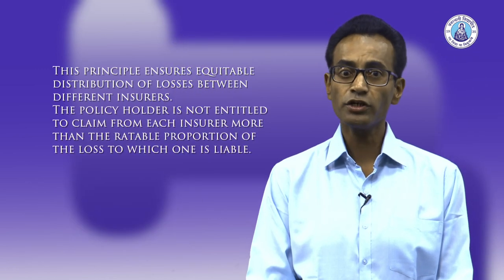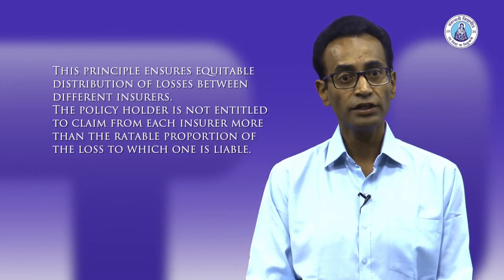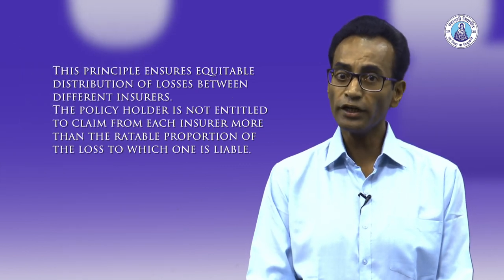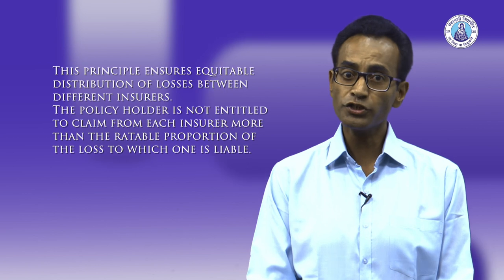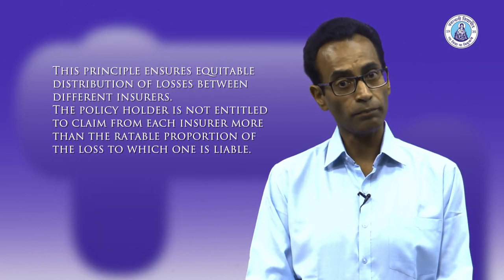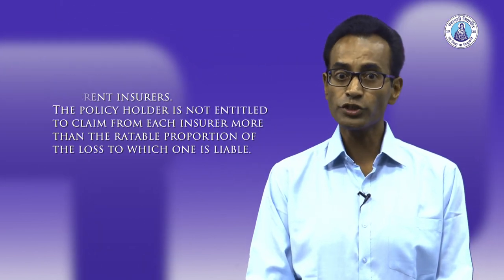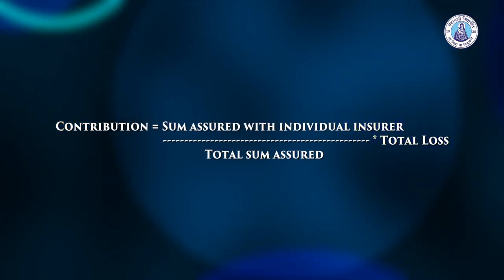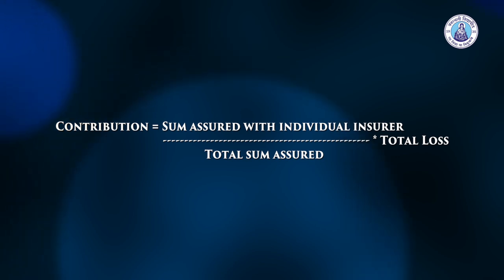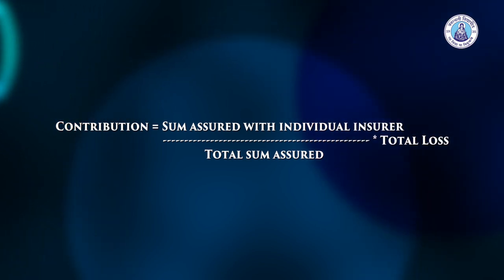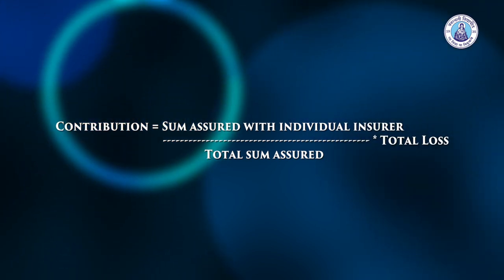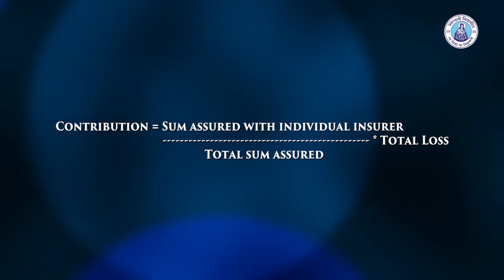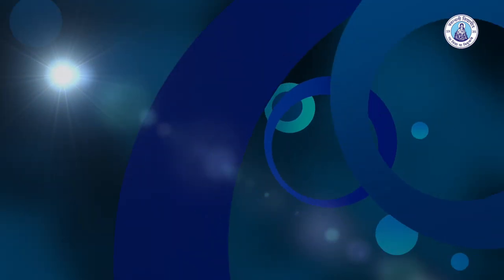The principle ensures equitable distribution of losses between different insurers. The policyholder is not entitled to claim from each insurer more than the ratable proportion of loss to which one is liable. The formula to calculate ratable proportion is: contribution is equal to sum assured with individual insurer divided by total sum assured, multiplied by total loss.